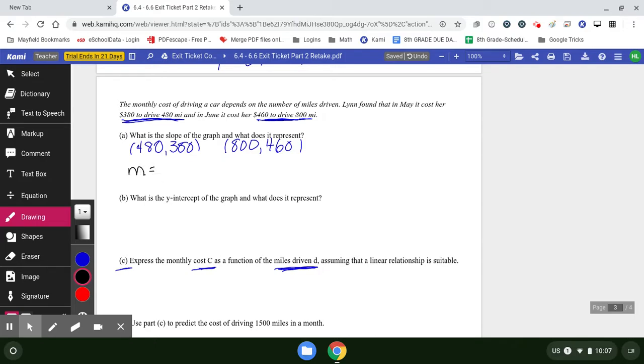and I'm not going to write it again. I'm just going to subtract my y's, 460 minus 380, and subtract my x's, 800 minus 480, which ends up with 80 over 320. And 80 divided by 320 is 0.25.